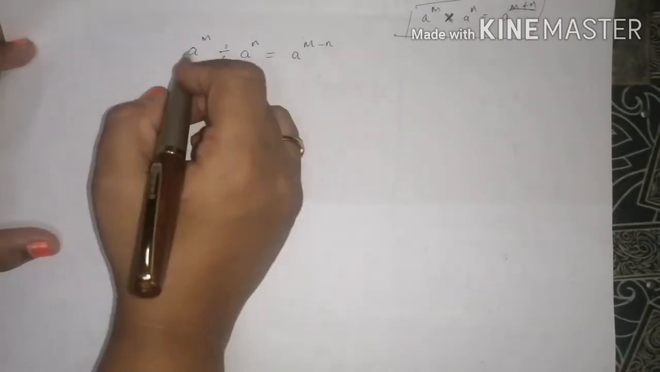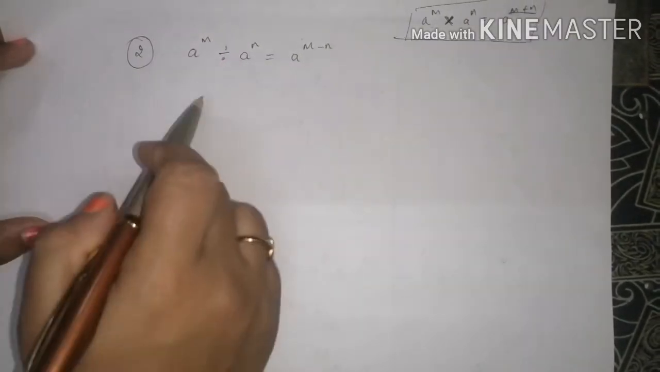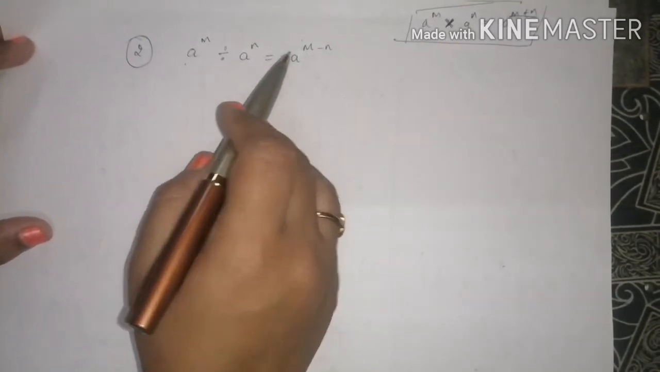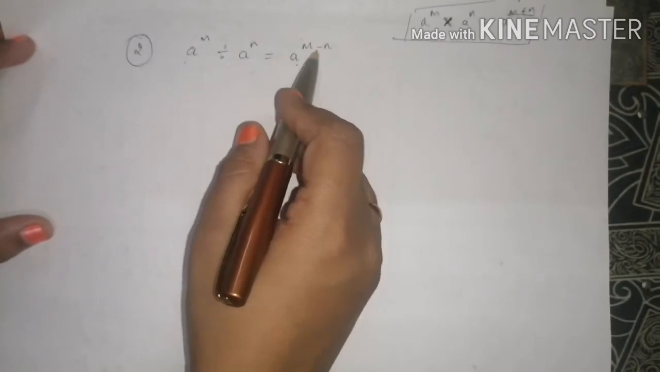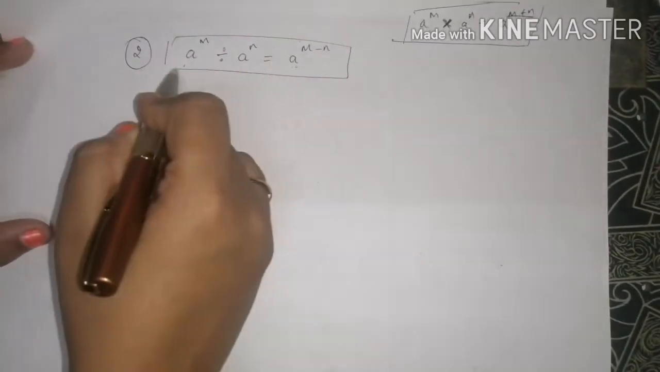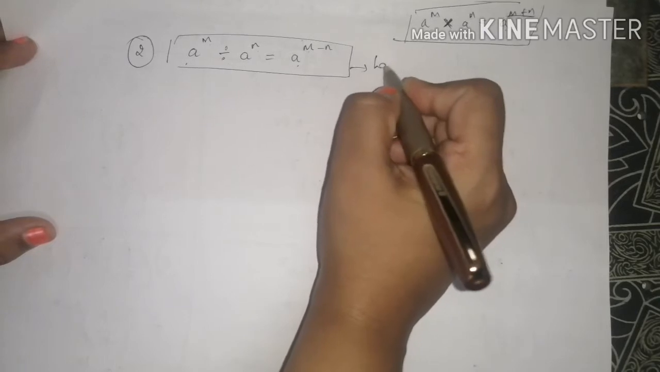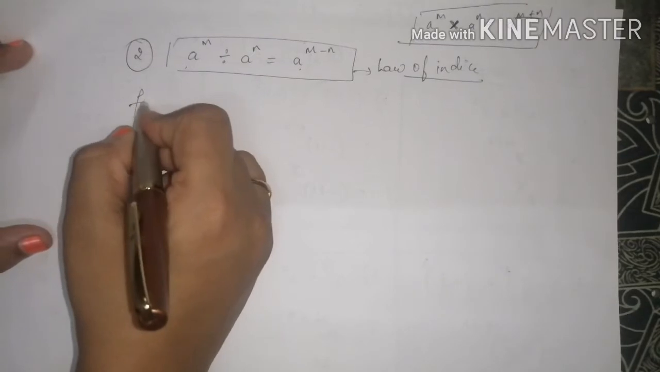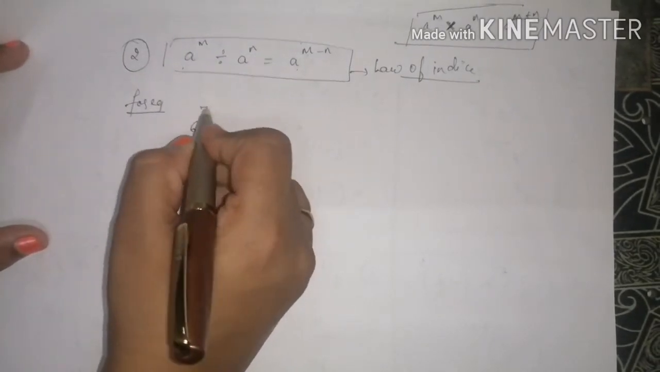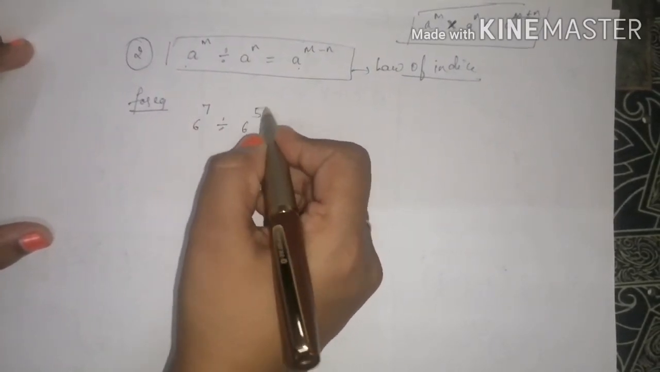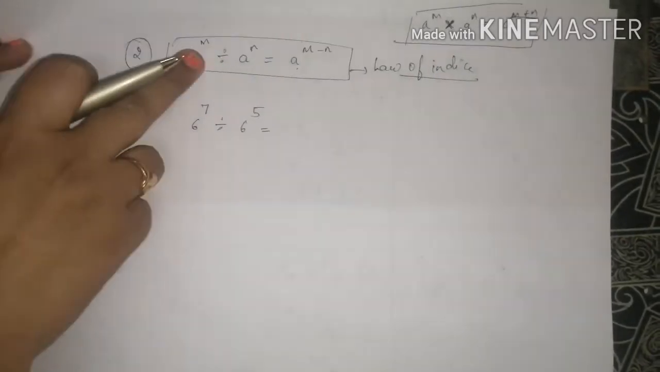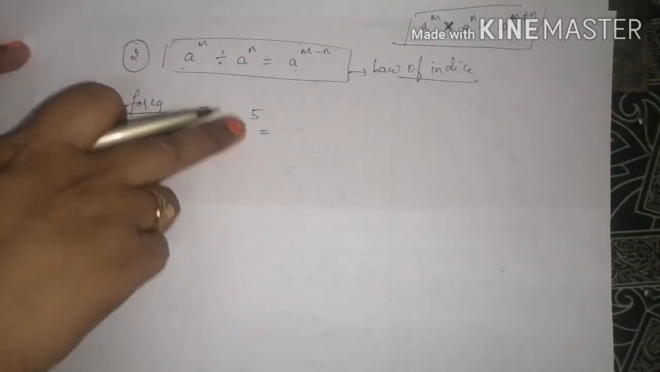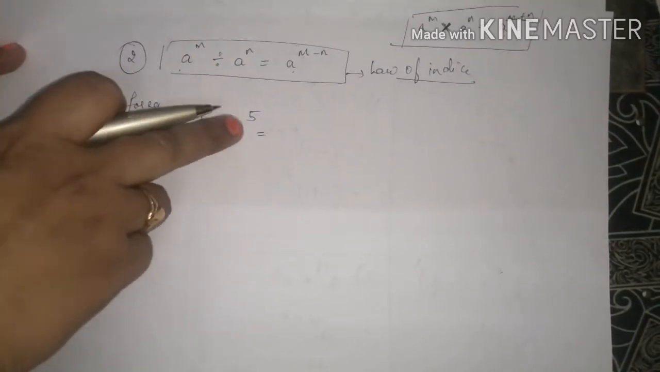Now we will see the second rule of law of indices, that is a raised to m divide a raised to n is equal to a raised to m minus n. This is our second law of indices which we are going to use now in practice set 28. For example, if 6 raised to 7 divide 6 raised to 5, then what will be the answer? See here, compare the left hand side. In place of a, the base is same, 6. What is the power of 6? 7. What is the power of the other? 5.